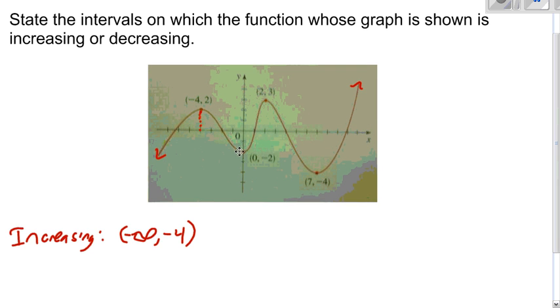Then it starts decreasing. We'll write that later until it reaches its lowest point down here. Then it turns around, starts increasing again. That is from 0 to 2. Then it's again decreasing until it reaches its lowest point. Then it turns around and starts increasing again from 7 to infinity. And you could put union signs in between because it's all of these separate intervals.